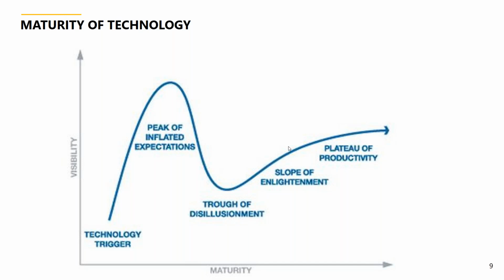But at this point, the research is showing, feedback from Gartner here, that the products appear to equip less than 5% of the target marketplace. So we then get into the slope of enlightenment.